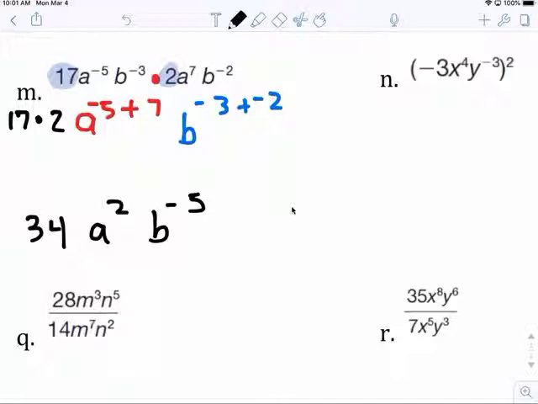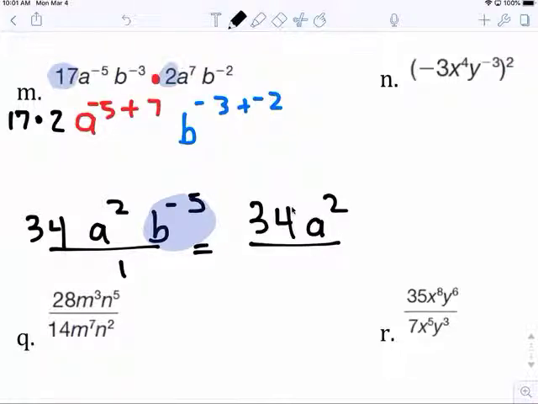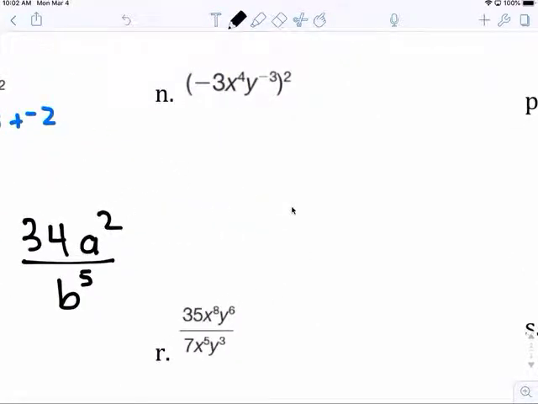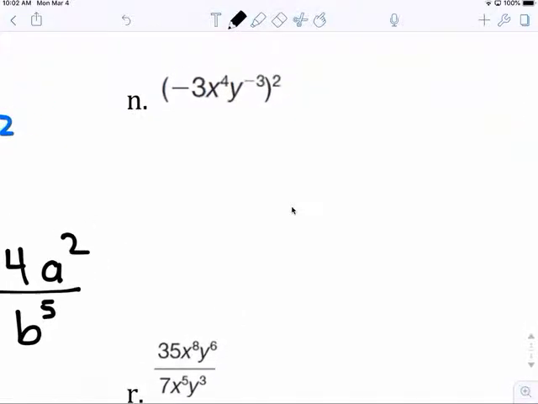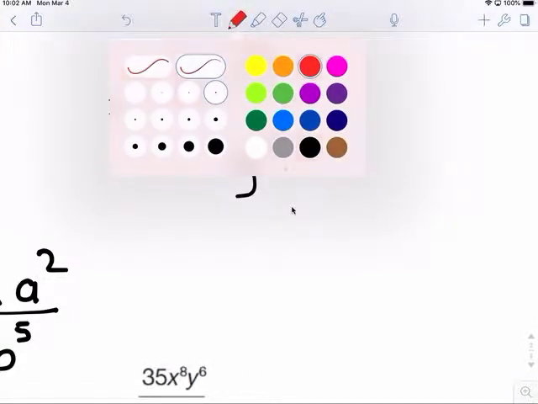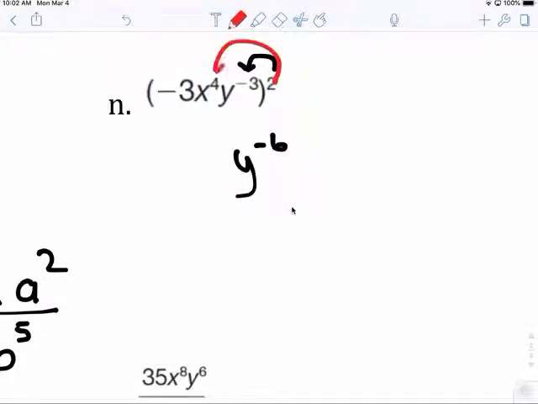B to the negative 5. You cannot have an answer that's negative. So this is all over 1. So basically 34, A to the second, and you only move that one to the bottom, B to the fifth. Okay? And that's your answer. You cannot have a negative exponent as your final answer. Can never happen. Unless they say leave it as a negative exponent, the direction says leave it. No fractions. They'll say that at times. Just need to read the direction.